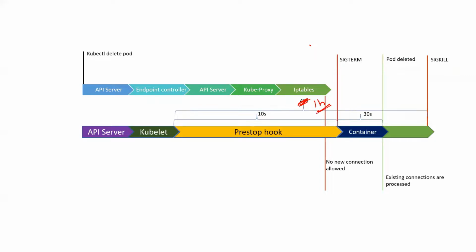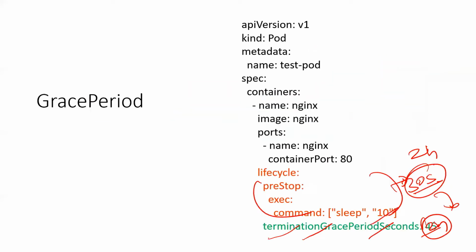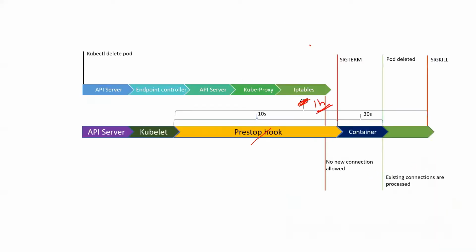So what happens with the grace period? If you enable both the pre-stop hook and the grace period, as I showed here, now what happens? Obviously the control plane steps will be completed, and IP tables will remove the endpoints, correct? So no new connection will be allowed. Let's say in the worst case this takes 45 seconds. Till this 45 seconds, your container can serve traffic to your users, right?